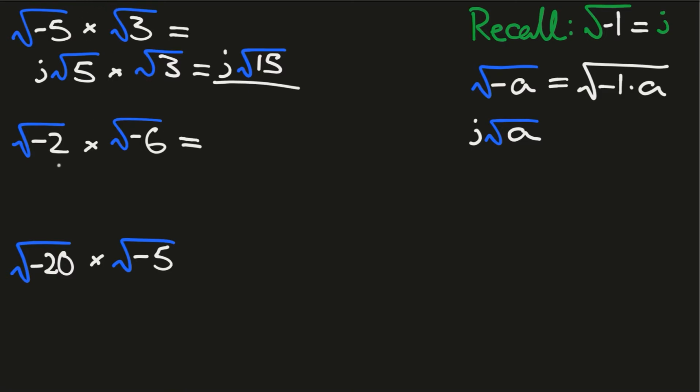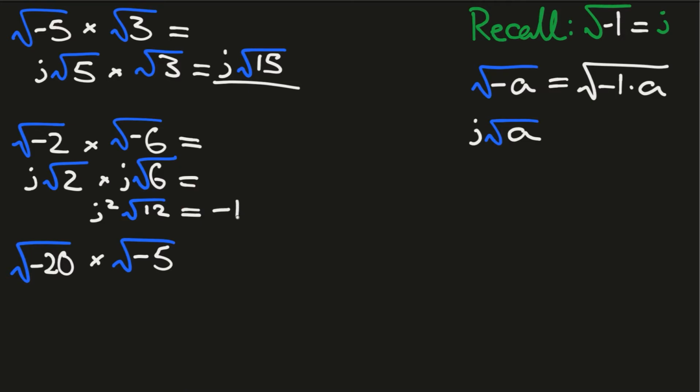Using the same information, we can break this down into i times the square root of 2, times i times the square root of 6. And so we're left with i squared times the square root of 12. I squared because we multiply i and i, 12 because we multiply 2 and 6.